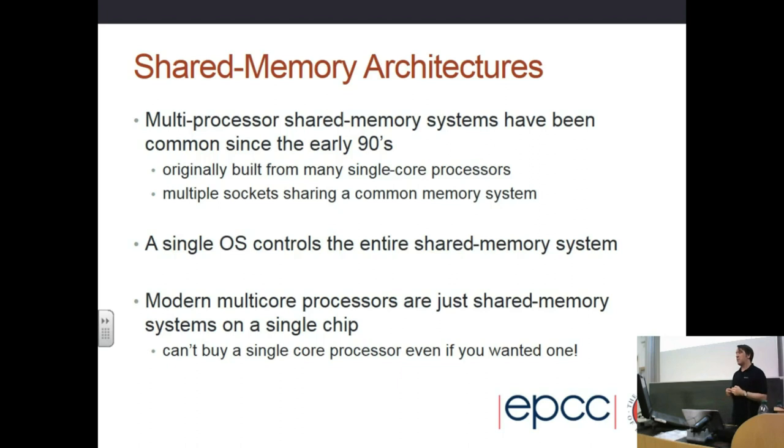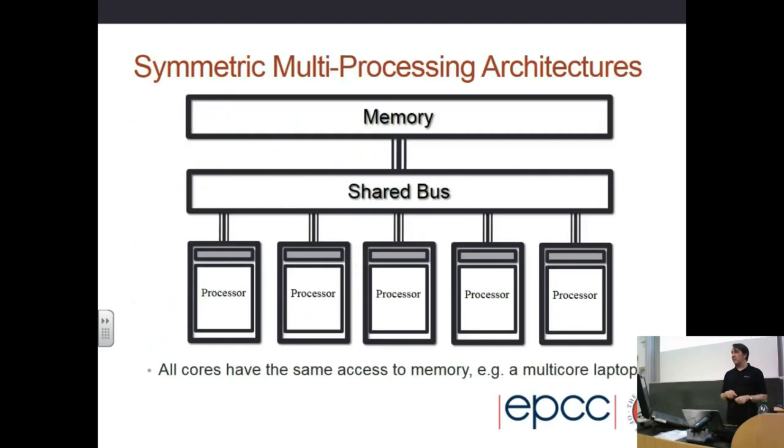The important point about a shared memory system, as a user, is that a single operating system controls the entire shared memory system. It's like your laptop. Your laptop may have two cores, four cores in it. There are multiple physical processors in your laptop, but you don't see that directly as a user. It's often quite hard to find out how many physical cores there are in your laptop, because the operating system is in control of all of them. That's what makes shared memory computing slightly easier. The operating system is there to help you. Modern multi-core processors are just shared memory systems on a single chip. Architecturally, they're no different from the machines we had back in the 90s; it's just that they come pre-stamped. So this is the architecture you should think of: a classic symmetric multiprocessing architecture, SMP, has a single block of memory and multiple processors or processor cores.